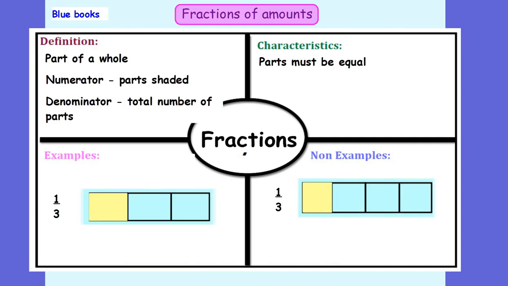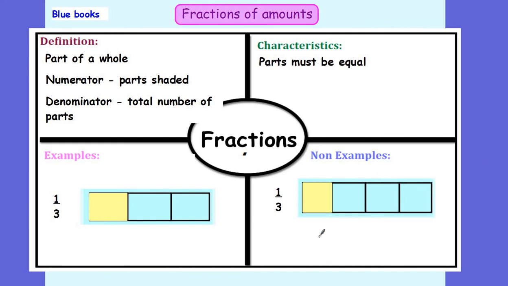Okay, so I had a go at this, and this is what I came up with. A definition of a fraction means it's part of a whole. It's less than 1, but it's part of that whole amount. I said the numerator was the part shaded when we drew out a fraction, and the denominator represented the total number of parts. The characteristic I came up with was that the parts must be equal. Each of those parts must be equal. Think of the chocolate bar, it's got to be fair. The example I quickly wrote out was 1/3, which is here, and a non-example, I've said this is 1/3.